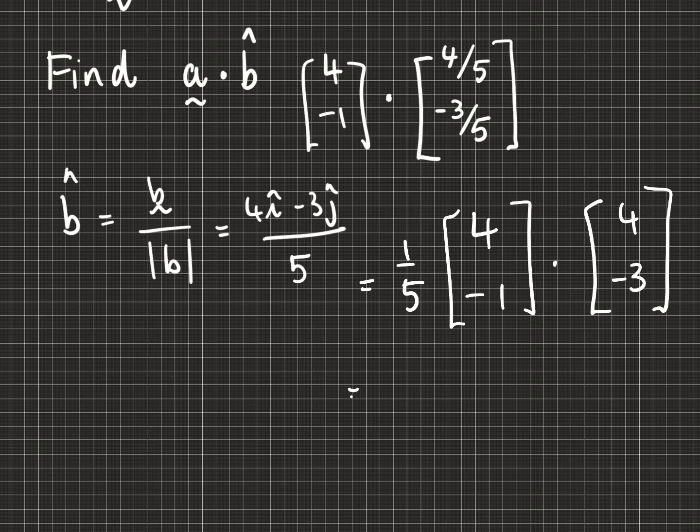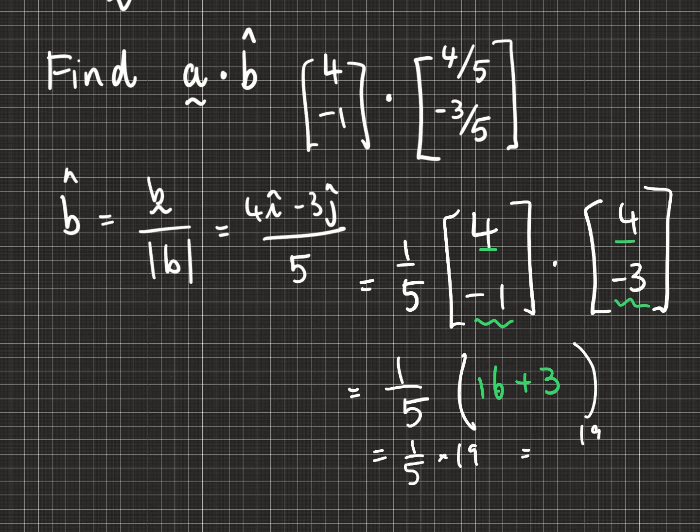Okay, so what I'm going to do here is leave this out the front, and I'm going to go, well, scalar product is going to be 4 times 4 is 16, plus negative 1 times negative 3, negative is a positive. It's going to be there. So it's going to be 1/5 of 19, which is 19 over 5.